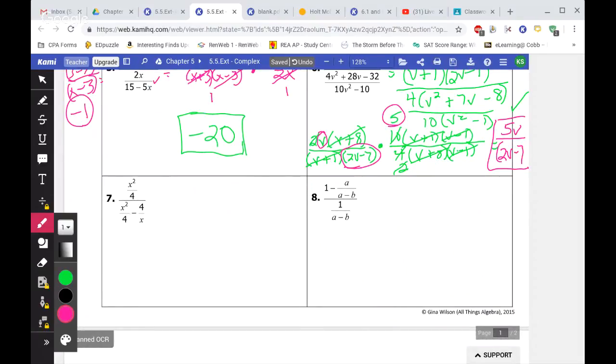All right, number 7. We have a single fraction in the numerator, but not in the denominator. So we need to get a common denominator on that one. And in order to do that, this first fraction is missing an x. So we'll multiply that fraction by x over x. And the second fraction is missing a 4. So we'll multiply it by 4 over 4. So that's going to give me x squared over 4 all over. And then we've got x times x squared. That's going to be x cubed minus, and then 4 times 4 is 16 all over 4x.